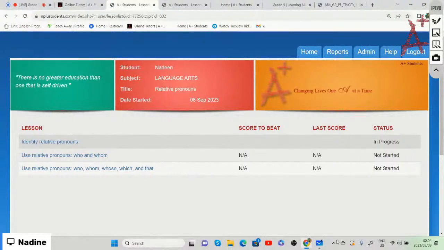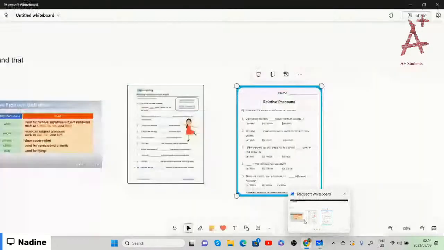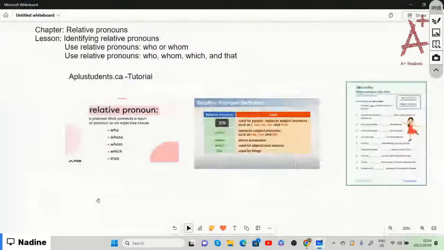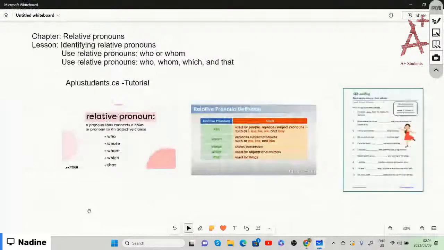the lesson that we are focusing on today is identifying relative pronouns. We're going to use relative pronouns such as who, whom, which, and that.